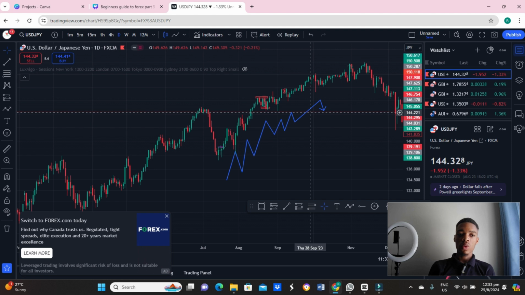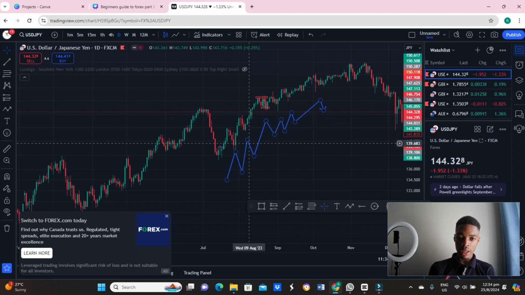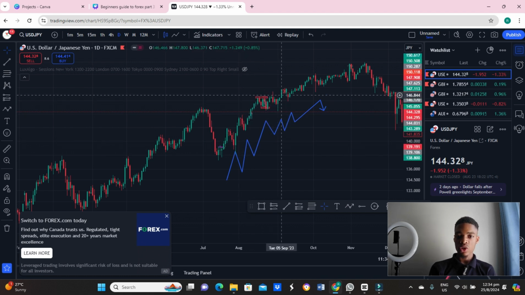Alright, what decision would we make right here based on the structure? Well, we could look to buy the US dollar against the Japanese yen, because essentially what we're saying here is that the US dollar is stronger than the Japanese yen at this moment in time. For the past few days, remember each candlestick represents a day, the market has been trending up.